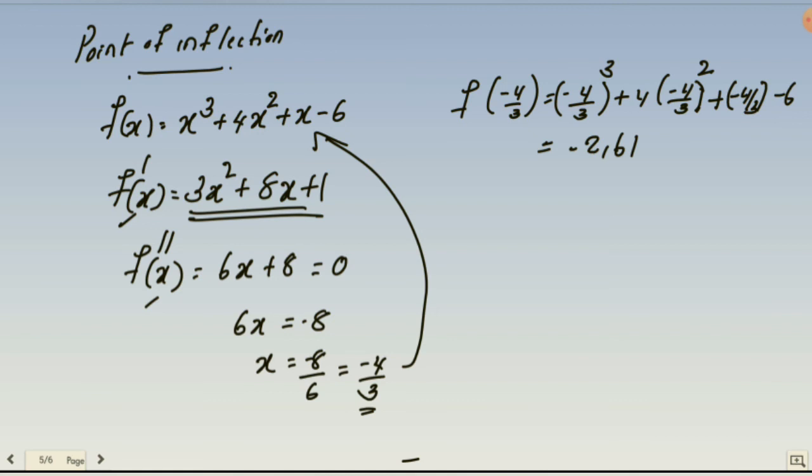So the point of inflection, we can write it. X value is minus 4 over 3. Let me change it into decimal. That is minus 1,33. Then the y value is minus 2,61. Is it clear? This is the point of inflection.